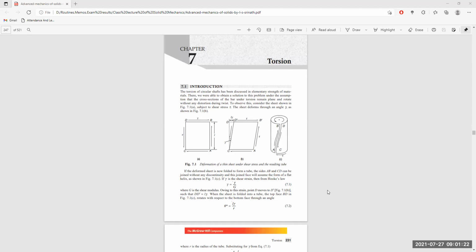Let us start our new chapter on solid mechanics, that is torsion. We know what torsion is from our preliminary strength of materials syllabus. Still, I'm discussing a few lines of it.